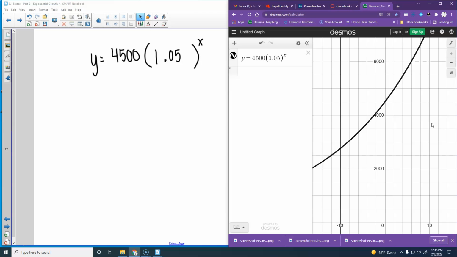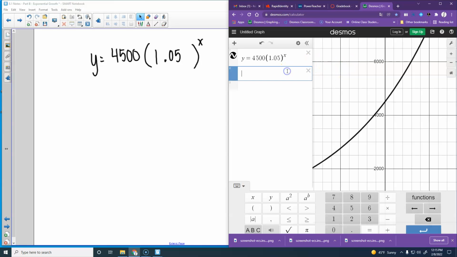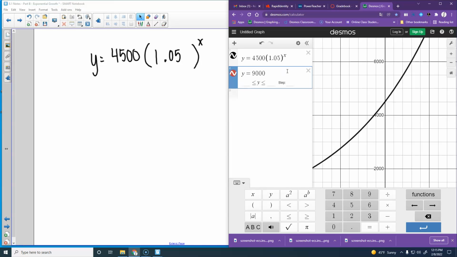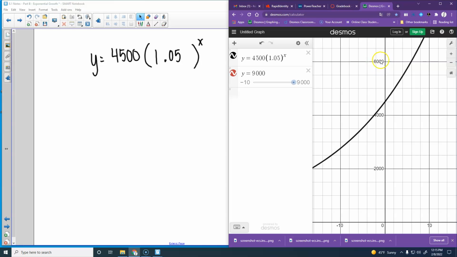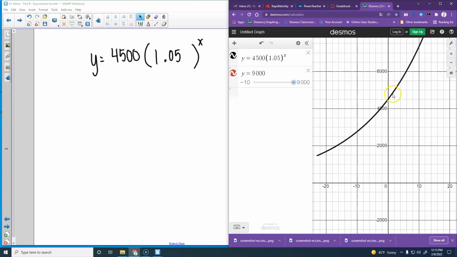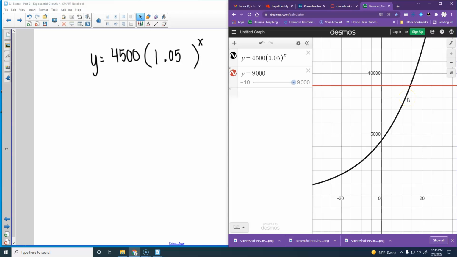Passion, what does this question ask us for? How long must she leave her money in the account for the money to double, right? If she started with 4,500, how much will she have when it doubles? 9,000. Right, 4,500 times 2 is going to give us 9,000. So what the question's really asking is, when is she going to have $9,000? So I'm going to type in Y equals 9,000 right here. Nothing shows up, but look at my Y-axis. I'm not up to 9,000 yet. So let's zoom out a little bit more and we should be able to see it.